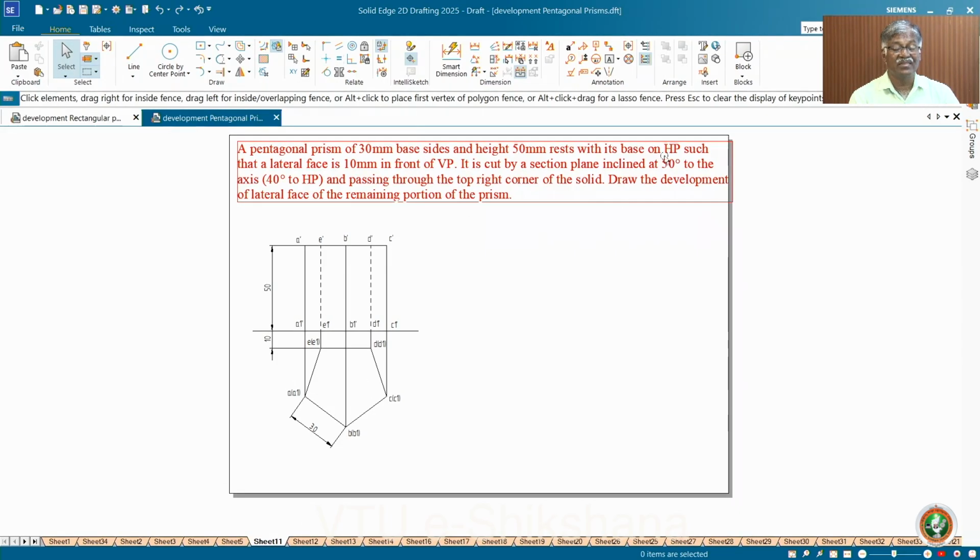Okay. See, he says base on the HP and the lateral face is 10 mm in front of VP, parallel to VP. So then you know the section plane and all will come. Then we will see some advanced problems of this pentagonal prism. We will work them out manually and then work with the computer.